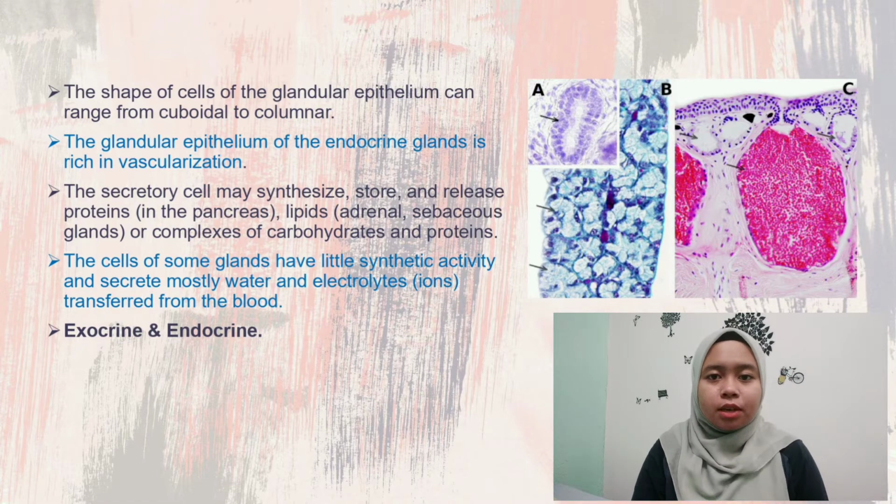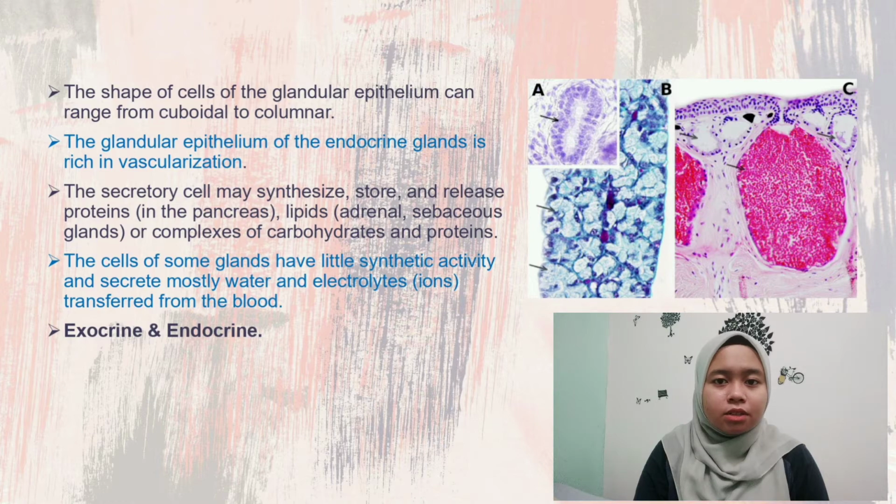The glandular epithelium of the endocrine glands is rich in vascularization. The secretory cell may synthesize, store, and release proteins, as in the pancreas, lipids, as in the adrenal and sebaceous glands, or complexes of carbohydrates and proteins. The cells of some glands have little synthetic activity and secrete mostly water and electrolyte ions transferred from the blood. There are two types of glandular epithelium, which are exocrine and endocrine.